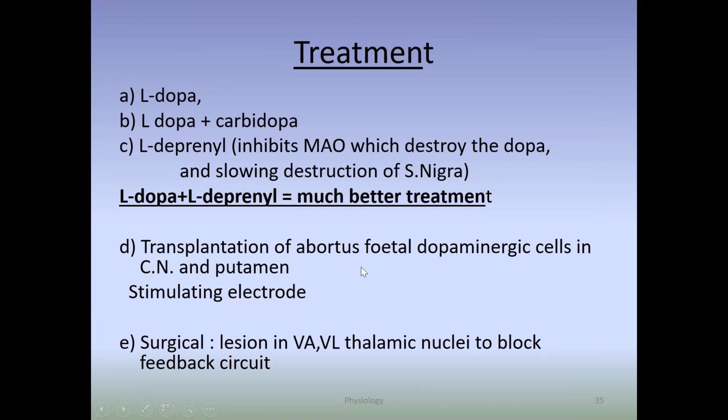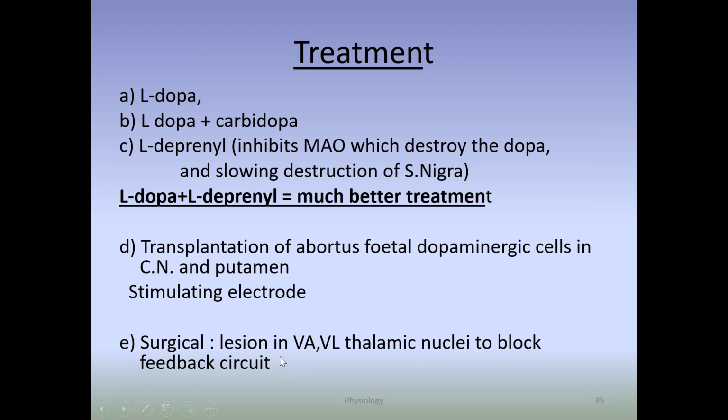Transplantation of aborted fetal dopaminergic cells into the caudate nucleus and putamen by a stimulating electrode. This is again one advanced technique for the Parkinson patient. We take the dopaminergic cells of the aborted fetus, and then with the help of a stimulating electrode, we transport those dopaminergic cells into the basal ganglia so that the dopaminergic cells try to heal and try to secrete the dopamine neurotransmitter.